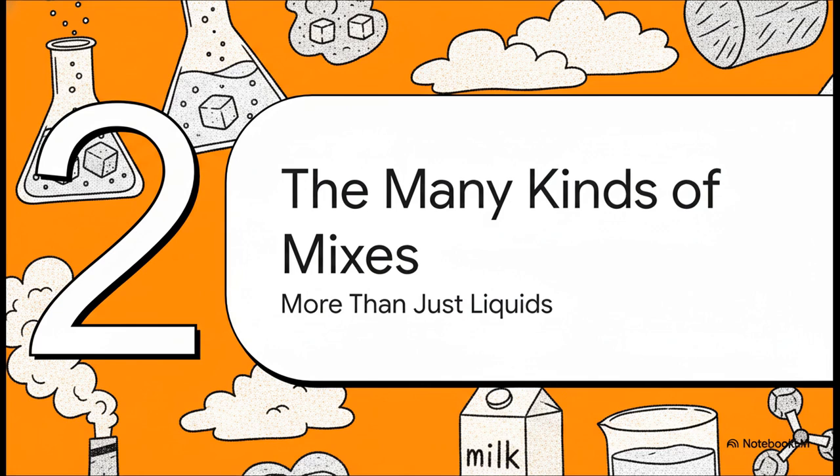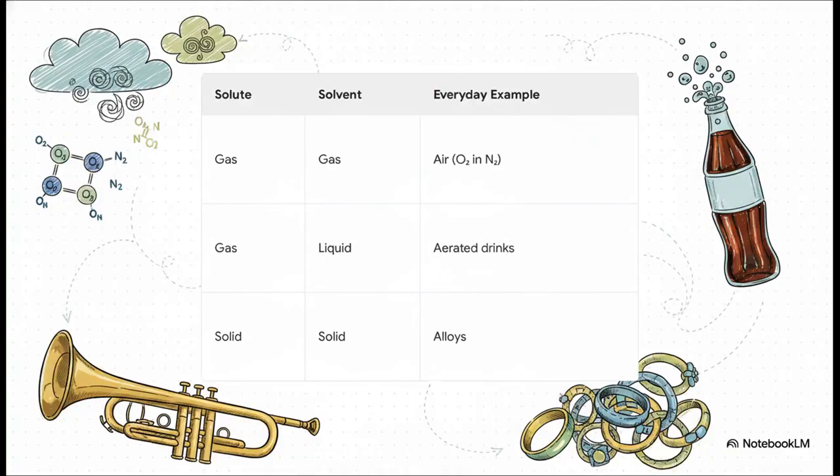Okay, now you're probably thinking, got it. Solutions are just solids dissolving in liquids like sugar and water. And yeah, that's one kind, but the world of mixtures is way, way more surprising than that. I mean, just look at this. A solution can be a gas mixed into another gas. That's literally the air we're all breathing right now. It's mostly oxygen dissolved in nitrogen. Or it can be a gas in a liquid. Hello, that's the fizz in your soda. And get this, you can even have a solid dissolved in another solid. That's how we make metal alloys, for everything from musical instruments to jewelry.